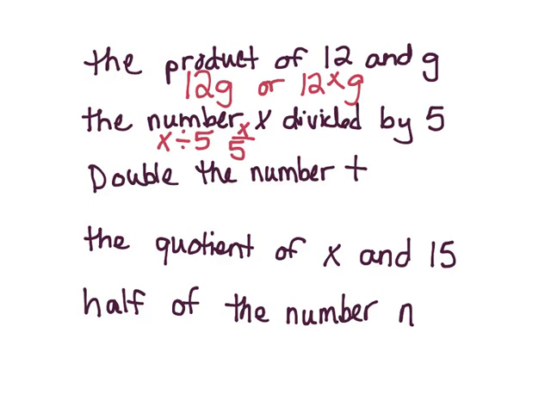Okay, double the number t. Well, that one's trickier. What does double mean? If you double something, you are multiplying it by 2. So you would say 2t. Or you could say 2 times t. Again, they're all lowercase letters.